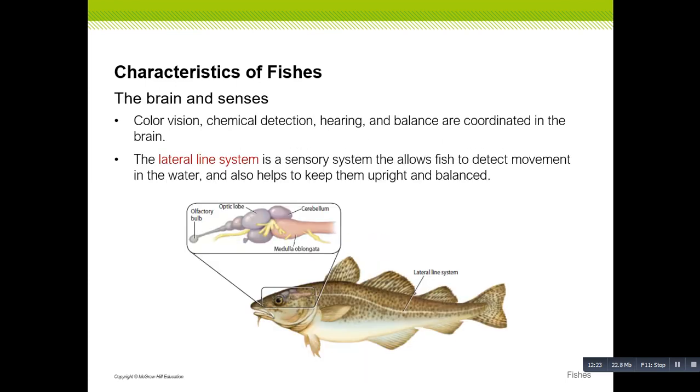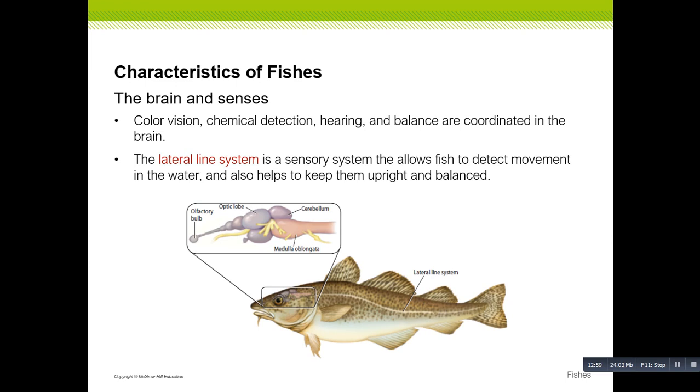Now, for our vertebrates, we're going to see a much more complicated nervous system, and this includes the brain and the senses. We're going to see color vision in fishes. We're also going to see some chemical detection, which is really neat. We're going to talk about how they use some of that. They're going to have hearing senses, and they're going to have a sense of balance that is coordinated in the brain.